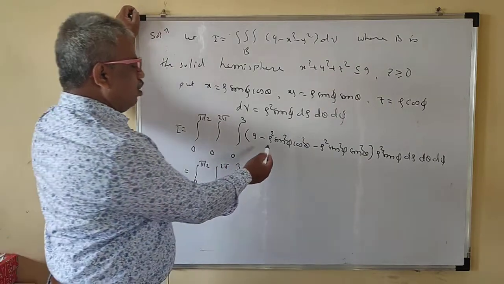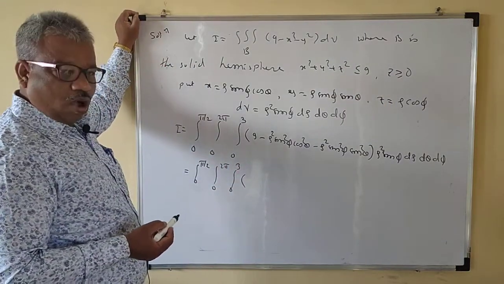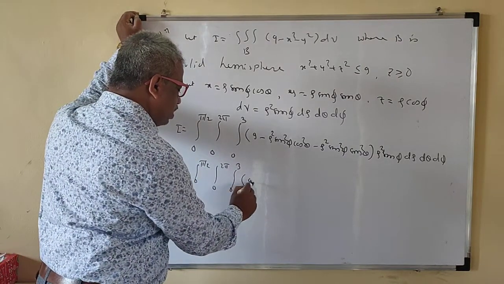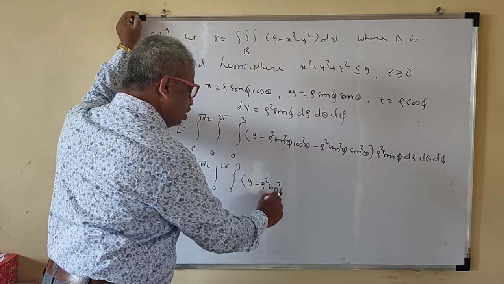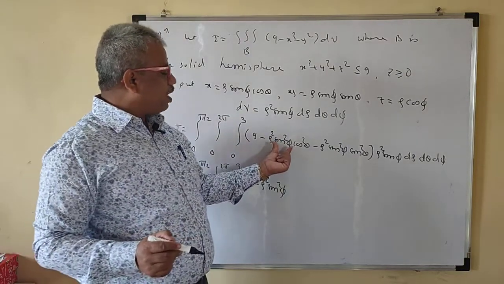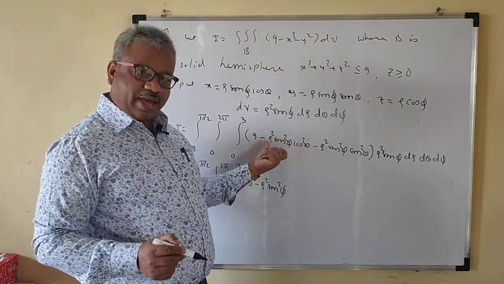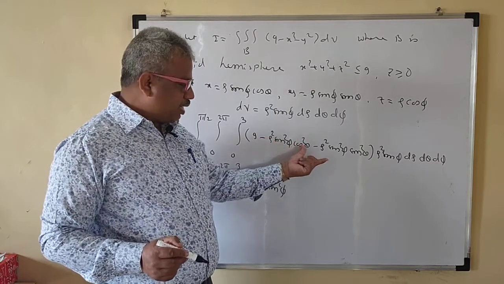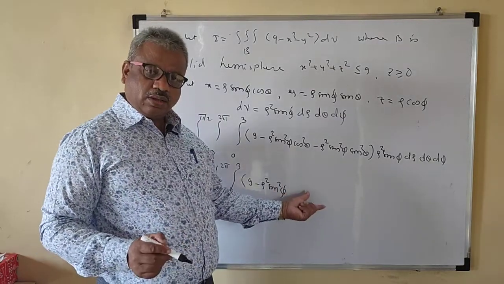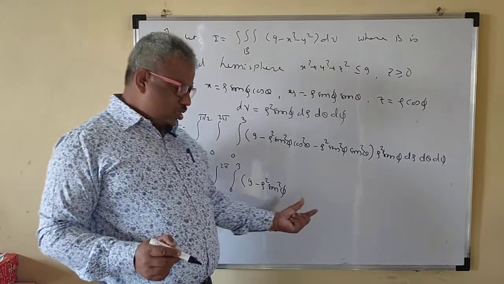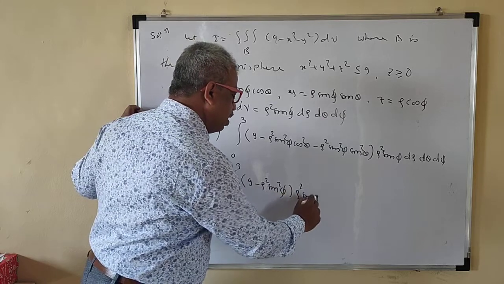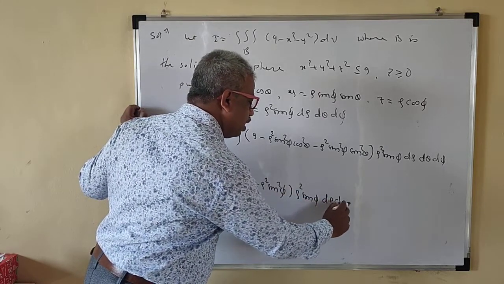Now see here. If you take rho square sin square phi common, then what we get? Cos square theta plus sin square theta, that is 1. So this is nothing but 9 minus rho square sin square phi. We have to take care of the negative sign: taking minus rho square sin square phi common, we get cos square theta plus sin square theta, which we know is 1, so we don't write it in the bracket. So this is rho square sin square phi, and this is rho square sin phi d rho d theta d phi.